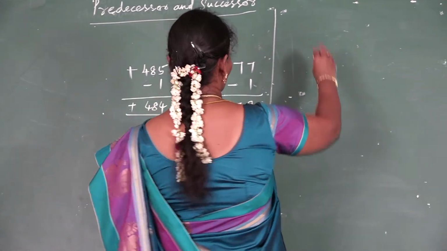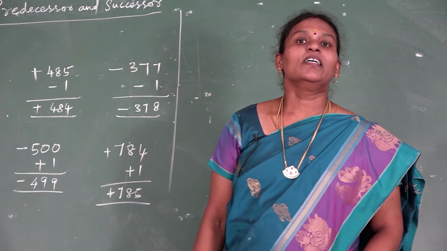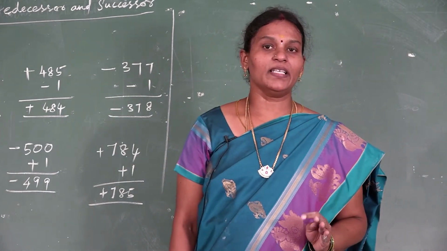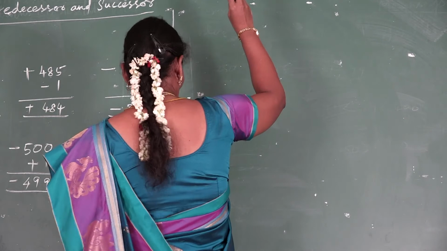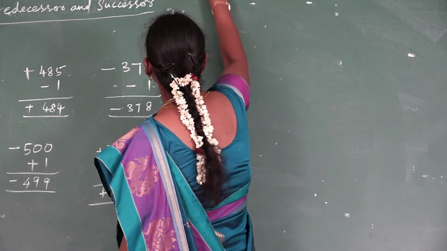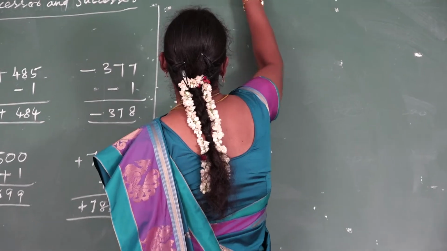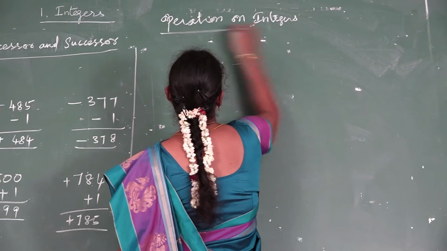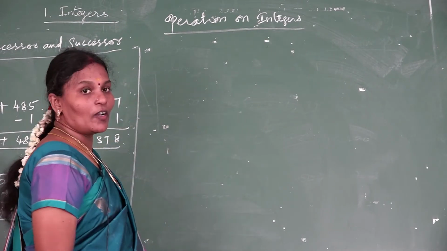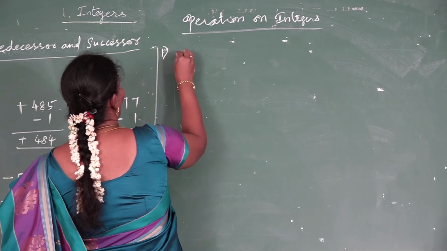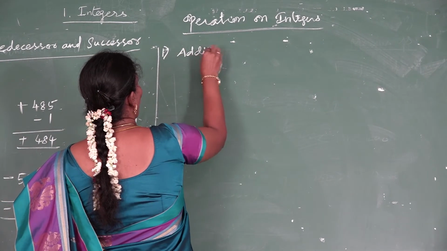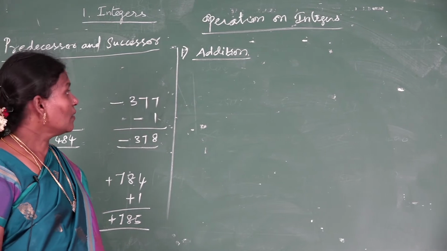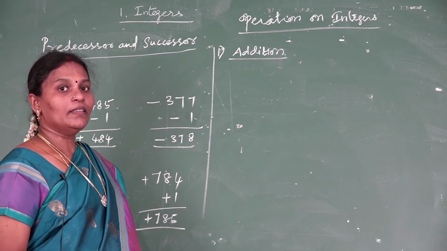Now you go to see the operations on integers. What are the operations on numbers? Yes, very good. The first one is addition, then subtraction, multiplication and division. So first we are going to see addition on integers. Now we see how to add the integers.